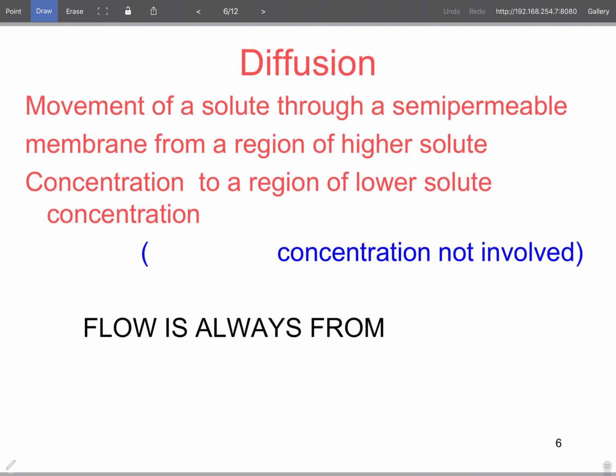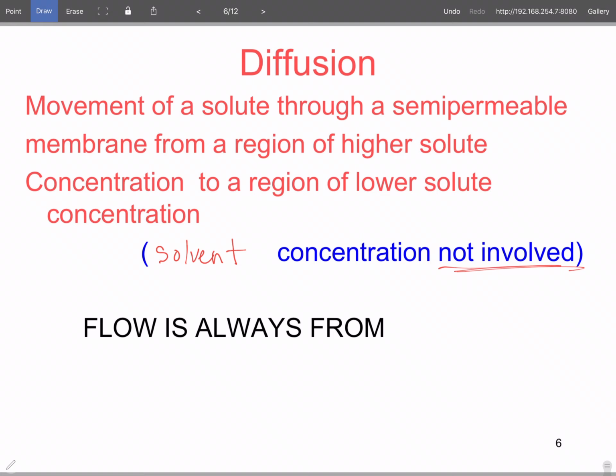Okay, so that brings us to diffusion. Osmosis is the movement of the solvent. Diffusion is the movement of a solute through a semipermeable membrane from a region of higher solute concentration to a region of lower solute concentration. And so the solvent concentration is not involved in diffusion. Osmosis is only the solvent, but you have to take into account the solute concentrations in order to figure out how much solvent you have.